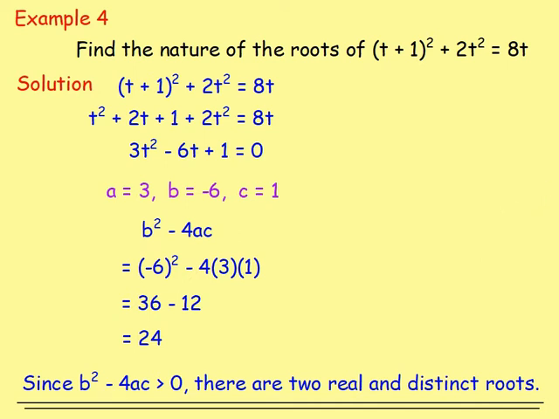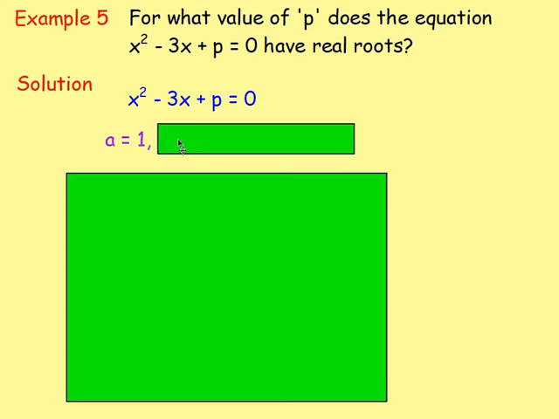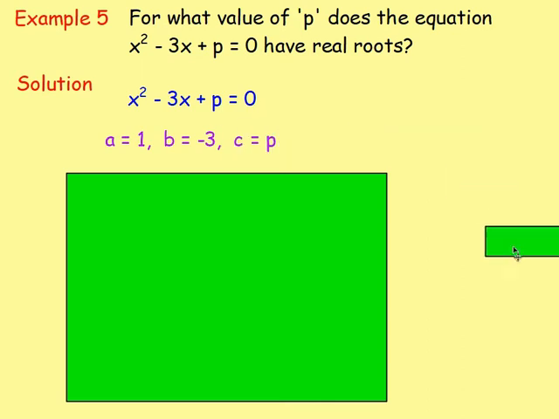Let's move on to one that's a bit harder. Example 5: for what value of p does the equation x squared minus 3x plus p equals 0 have real roots? So for this one, again, let's start off writing the values of a, b, and c. We know a, the coefficient of x squared, is just 1. We know the coefficient of x is negative 3. And we know that the number on its own is a letter, but write it down anyway. So c is going to be p.